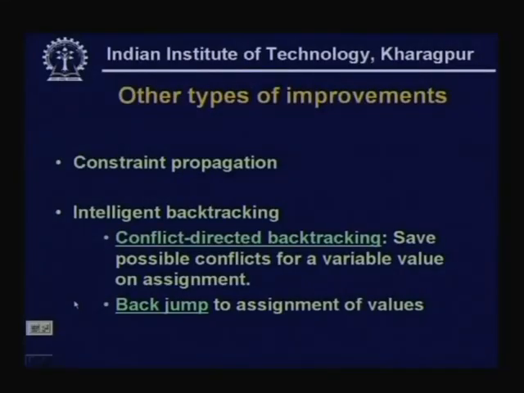Secondly, what we will see after that is that we can backtrack intelligently, which we call conflict directed backtracking. So, we will save possible conflicts for a variable value when we assign that variable value, and we will back jump to that assignment which gave rise to this conflict. In chronological backtracking or normal depth first search, we backtrack to just the previous choice point. In back jumping, when we detect a constraint violation, we backtrack to that assignment which led to the conflict, which could have taken several decisions earlier.